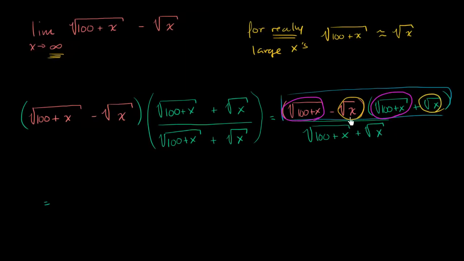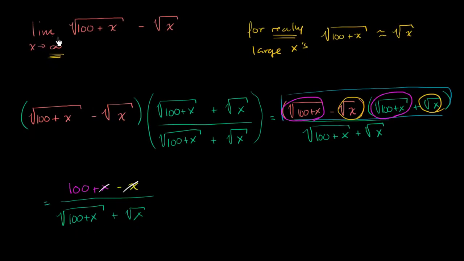So what's the square root of 100 plus x, squared? Well, that's just 100 plus x. And then what's the square root of x, squared? Well, that's just going to be x. So minus x. And we do see that this is starting to simplify nicely. All of that over the square root of 100 plus x plus the square root of x. And these x's, x minus x, will just be nothing. And so we are left with 100 over the square root of 100 plus x plus the square root of x.